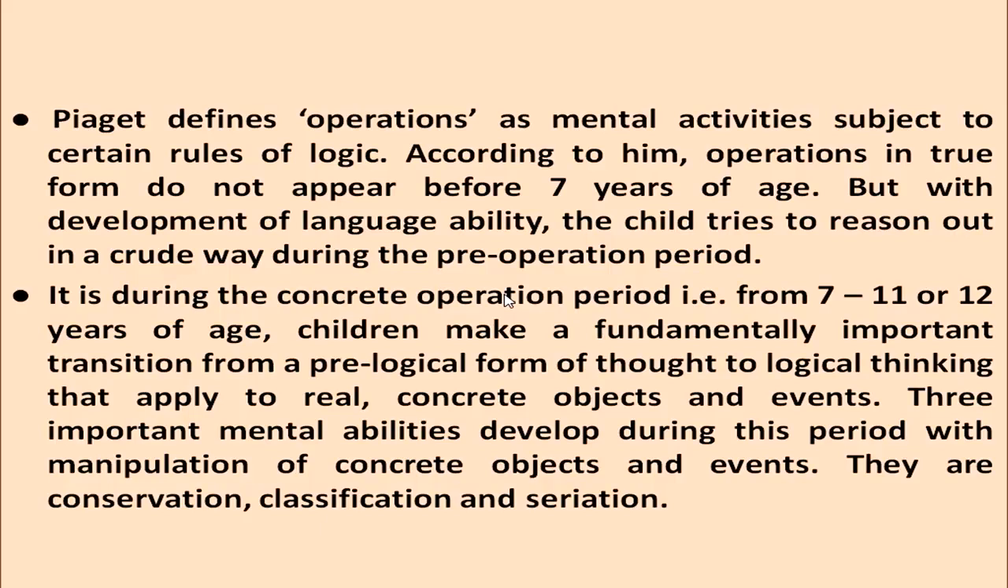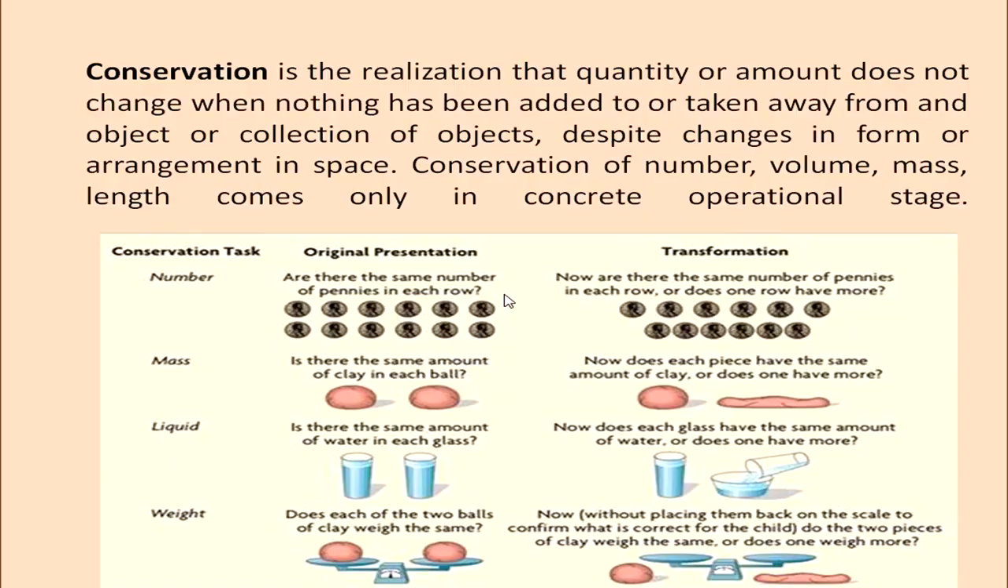concrete objects and events. Three important mental abilities develop during this period with manipulation of concrete objects and events. They are conservation, classification and seriation. Let's take up all these three. Conservation is the realization that quantity or amount does not change when nothing has been added to or taken away from an object or a collection of objects. Despite changes in form or arrangement in space, conservation of number, volume, mass and length comes only in the concrete operational stage, whereas a child in the pre-operational stage cannot do conservation.